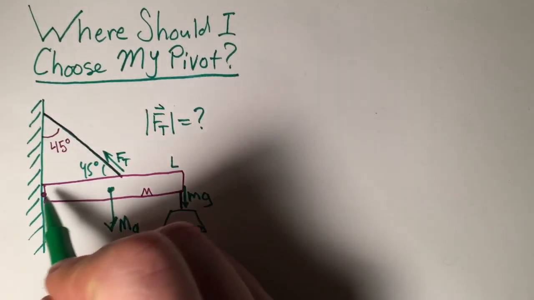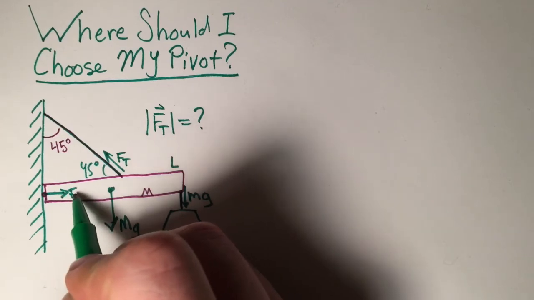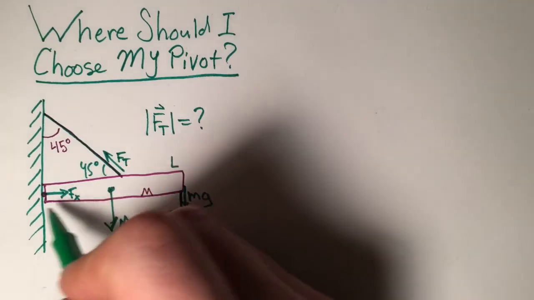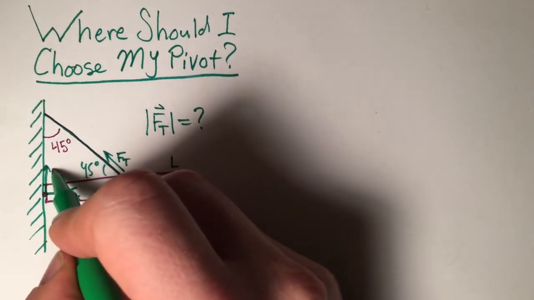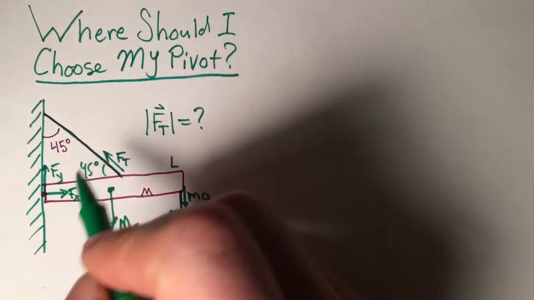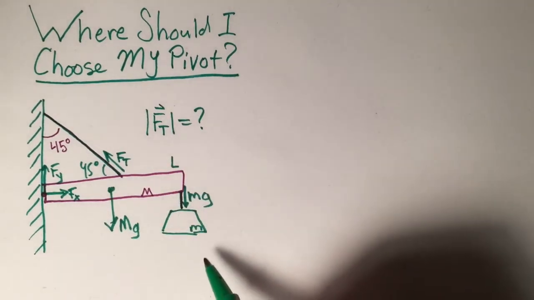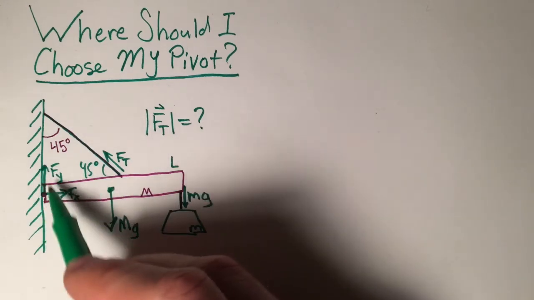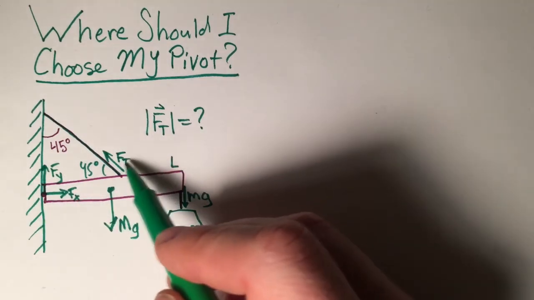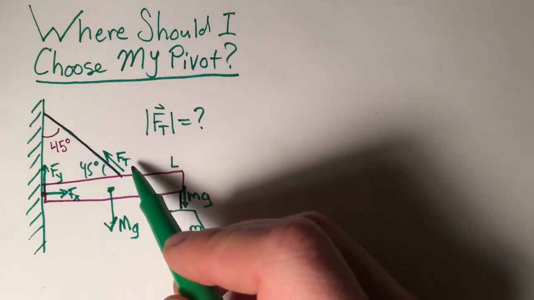And then there's also forces from the wall, right? So there's an x component of the force from the wall. I'm not sure if it's left or right, but I'll draw it to the right. And then there's a y component of the force from the wall. Not sure if it's up or down, but we'll draw it up. So we don't know what these forces are, and we don't know what this force is, but we want to know what this force is, the magnitude of it.